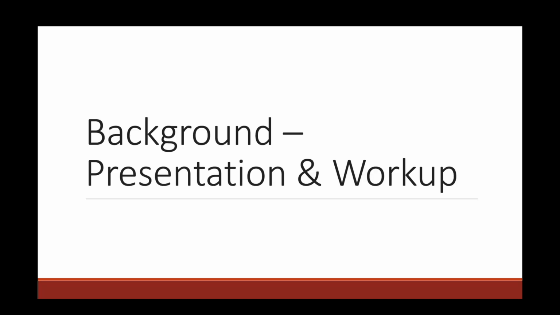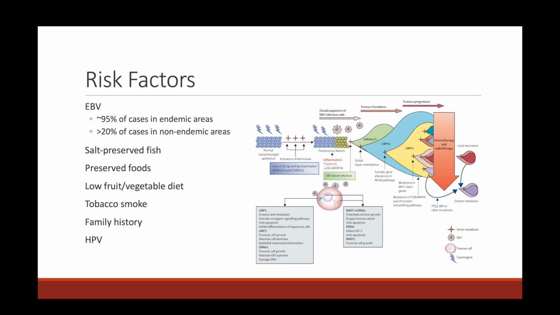Let's get started with some background. As we've said, EBV is a major risk factor for nasopharyngeal cancer, and EBV infection is actually associated with about 95% of cases in endemic areas, so the vast majority of cases in countries like China, Southeast Asia, North Africa. In non-endemic areas, EBV-associated infections still can be seen, and I've definitely seen it in clinic. It's hard to estimate exactly how many, but about 20% or more of cases in non-endemic areas, such as the United States. But a lot of cases in the US are also not related to EBV.